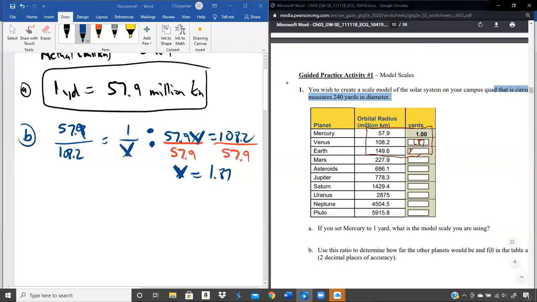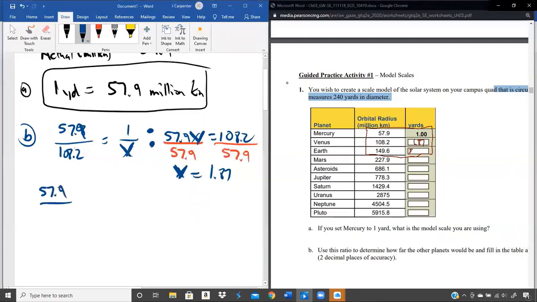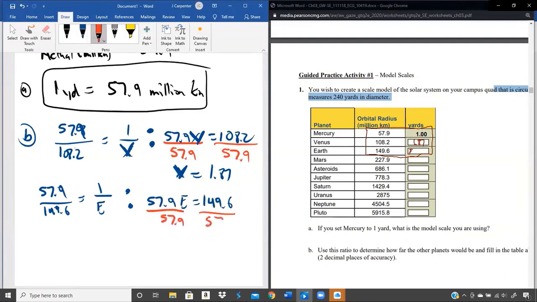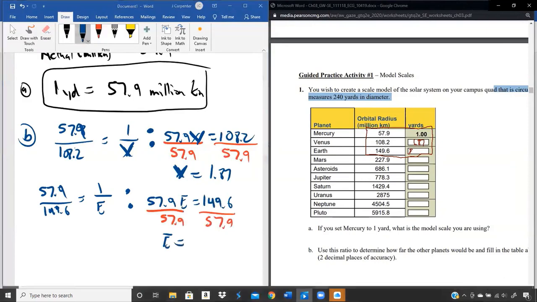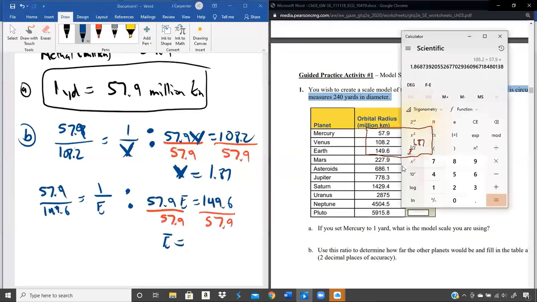So we've got 57.9 over 149.6 equals 1 over E. Cross multiply, you'll get 57.9 E equals 149.6. Divide both sides by 57.9. You get that E is equal to, rounded to 2 decimal places... Come on, calculator, you're killing me.